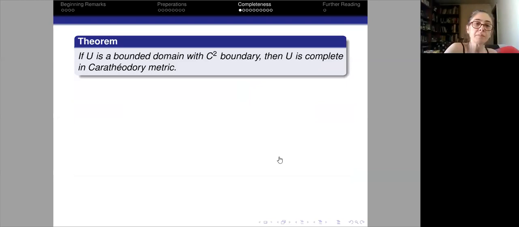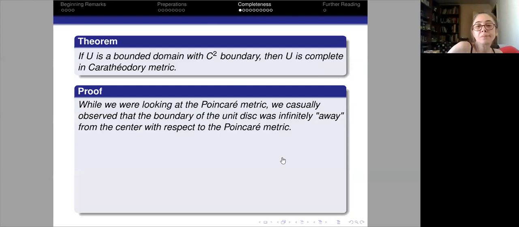So the theorem is the completeness of the curvature domain metric when you take a bounded domain with a C2 boundary. Now, of course, we do this for the curvature domain metric, but it is also true for the Kobayashi metric by a similar method, or if you want, you can use the equivalence of these two metrics on the disk and on bounded domains.